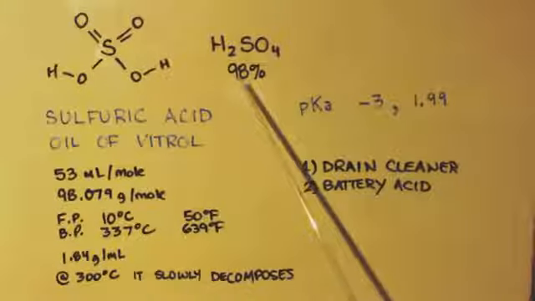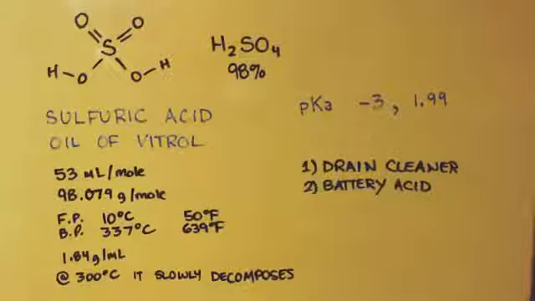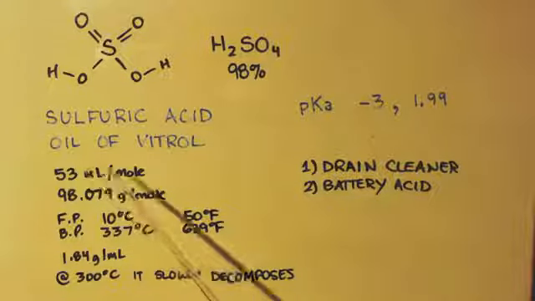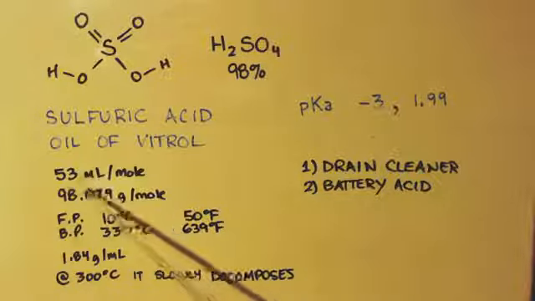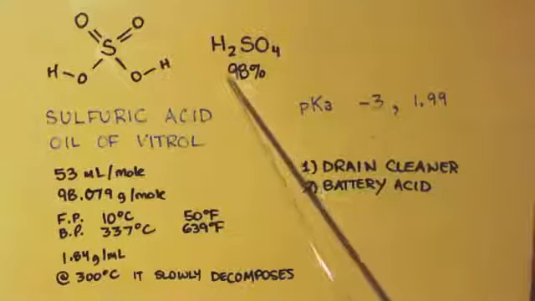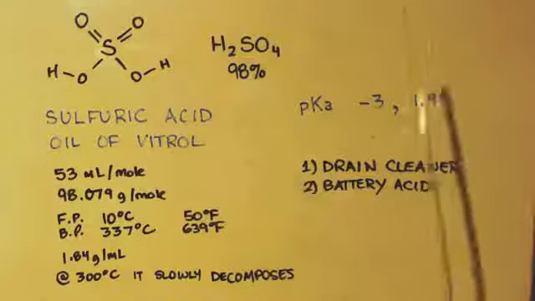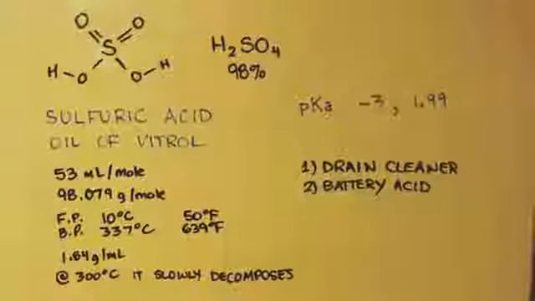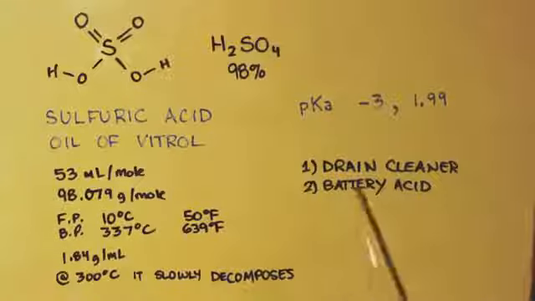Now, what I always do is, if it's 98%, I divide that by 0.98, and I think it comes out to 56 milliliters for a mole. I'm not sure if I'm right on that, or maybe someone can comment and tell me what the deal is. Is it really 53, or should I divide? Because it's only 98%, whatever. So I don't know. Anyways, you can get it two ways: drain cleaner and battery acid.